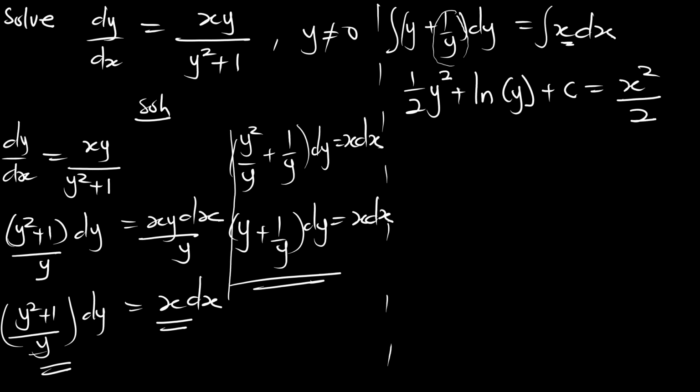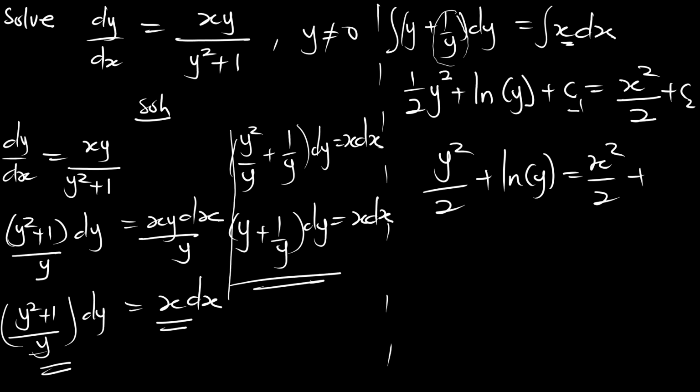Are we okay? So here we can see that our final answer, let's call this C1, C2, is going to be y squared on 2 plus natural log of y equal to x squared on 2. We combine the two constants to call it maybe C0, and this will be our final solution. Are we okay? So this is the answer for solving this differential equation using method of separation of variables.